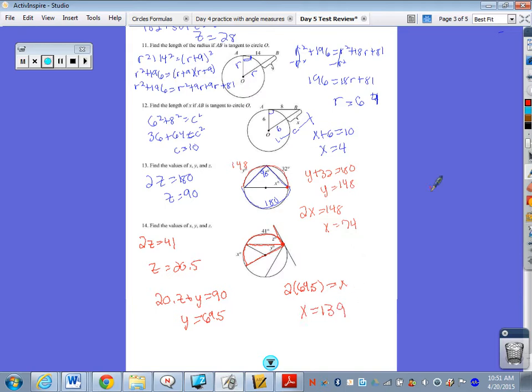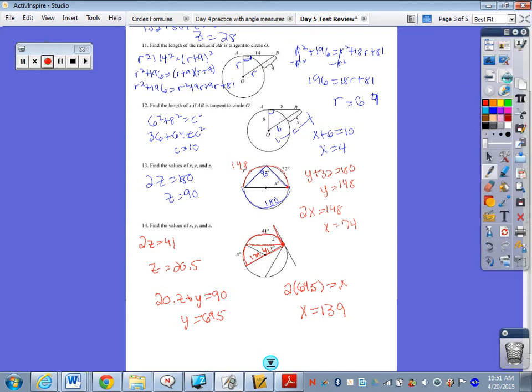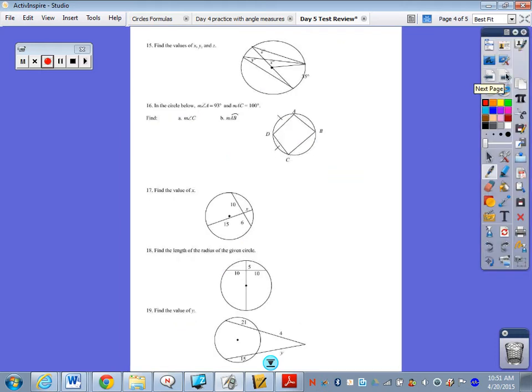Okay. And again, there was more than one way, so you could have also found the central angle, which is 41, because it's equal to the arc, and then do 180 minus 41, which is 139, and then that's the central angle that opens up to x, so they are equal. Okay, so then number 15, we need to find x, y, and z.